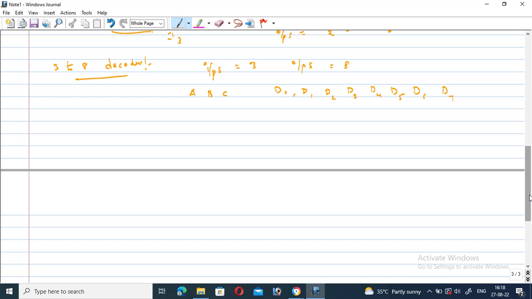Only one of the outputs is activated for a specific combination of inputs. Okay, so let us see the truth table for the 3 to 8 decoder.